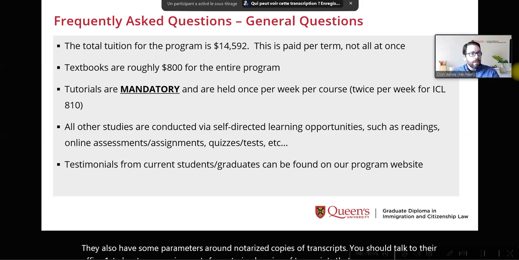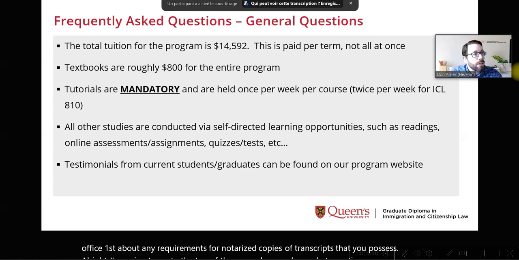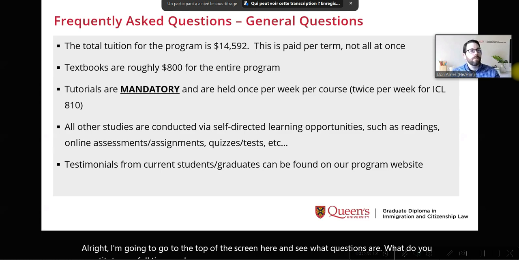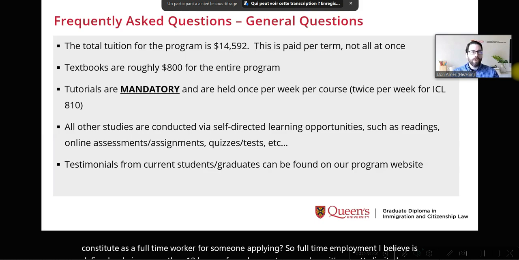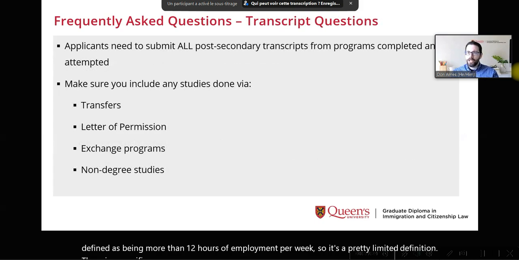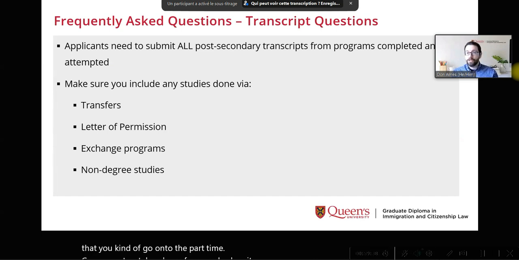All right, I'm going to go to the top of the screen here and see what questions are there. What do you constitute as a full-time worker for someone applying? So full-time employment, I believe, is defined as being more than 12 hours of employment per week. So it's a pretty limited definition. There is a specific clause within the SGSPA policies when it comes to full-time employment and studies. So just make sure that you are really cautious with that, and that you go onto the part-time component or take a leave from work when it comes to potential studies for our program.